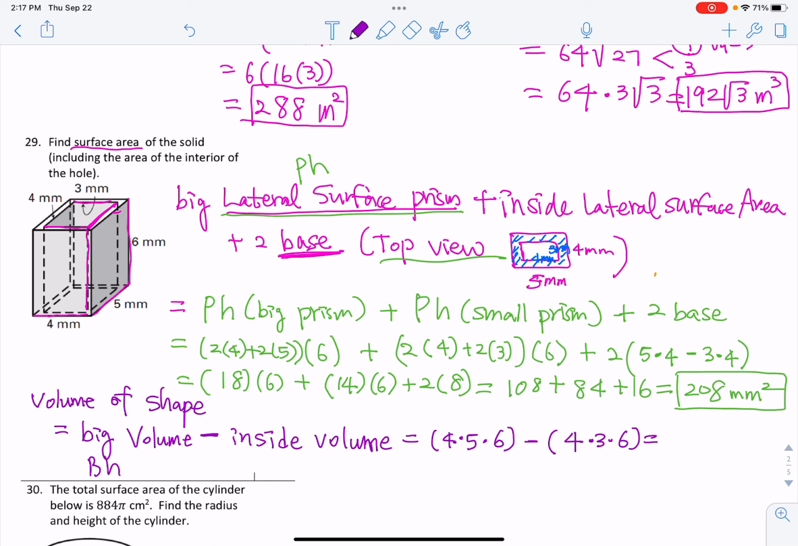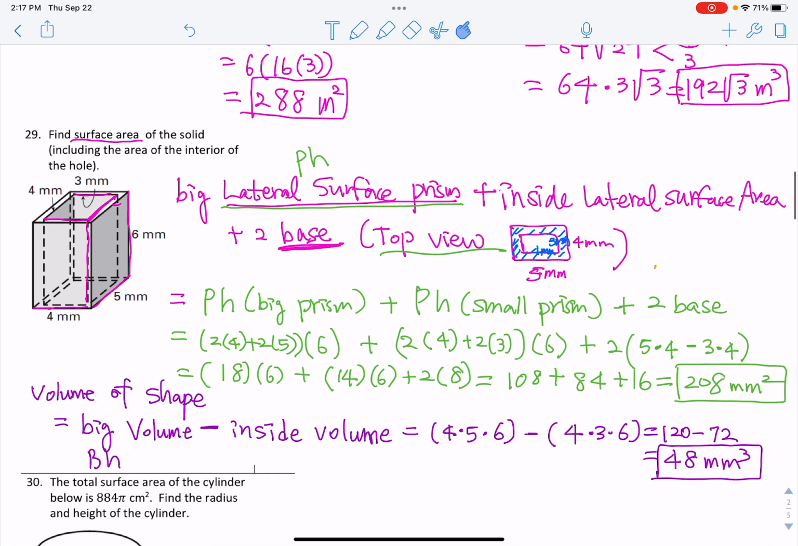So we'll give you 120 minus 72. So it will give you 48 cubic centimeter. Don't forget the unit whenever you find the area or volume. By looking at the unit, you can tell what you are trying to find. So you should not forget the unit.